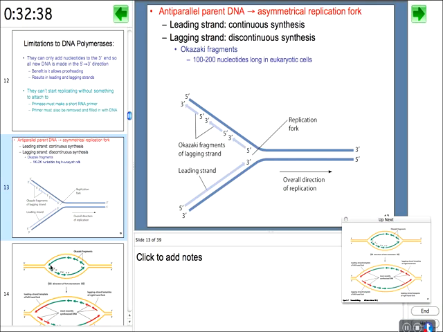Why can it do that? Because remember, it goes 5 to 3. So DNA polymerase is happy. As this strand continues to open, it continues to attach and continues to copy. That's the leading strand. So in the leading strand, replication by polymerase is continuous in the 5' to 3' direction.